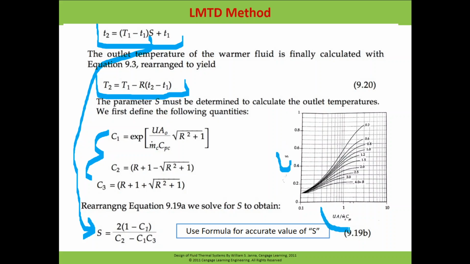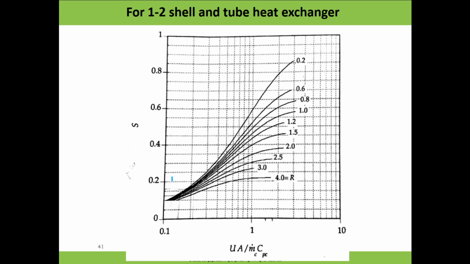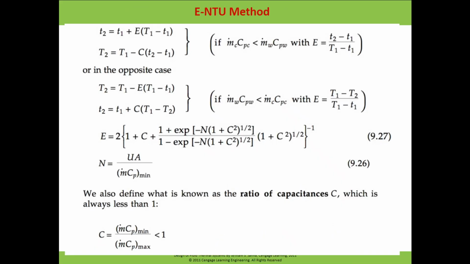So you need to know UA over MCPC and the value of R, and once you have these two values, you can look up the value in the chart and find what your S is. So there are two ways: you can use the formula for S, or you can use the chart for S. And this is the bigger picture of the chart for S. You need to know your R and your UA over MCPC to find the value of S from this chart. Okay, so the second method is the ENTU method.